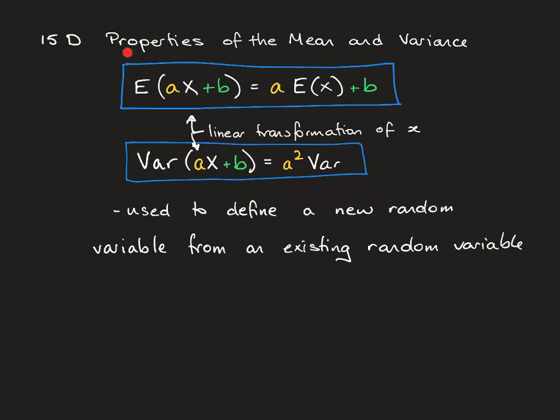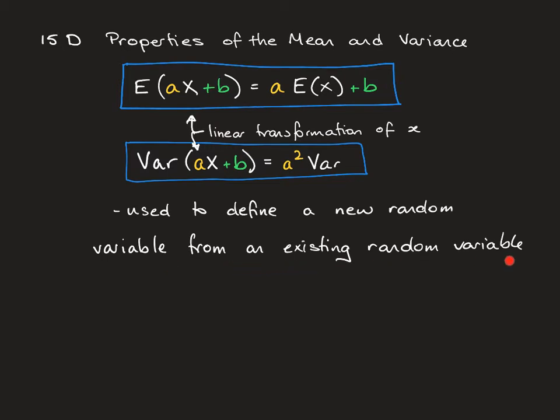In this video, we're going to look at properties of the mean and variance, and in particular, we're going to look at these two formulas here, which represent a linear transformation of a random variable. And we use these two formulae when we define a new random variable from an existing random variable.